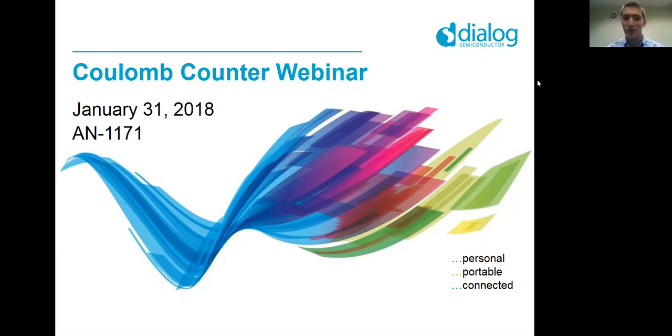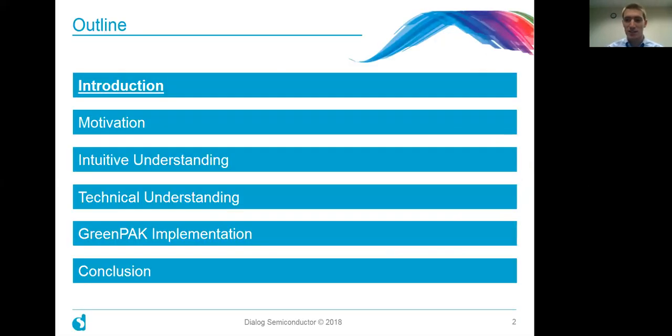This is the Coulomb Counter, so we're going to be taking a brief look at it, getting an intuitive view of what it's actually doing, and then looking at a little bit more of the technical definition of it. It's based off of app note 1171, which you can find on our website, and there's going to be a link at the end of the slideshow that you can click on for further reading. This is going to be sent to you via email, so you can always go back to these slides and see what's going on.